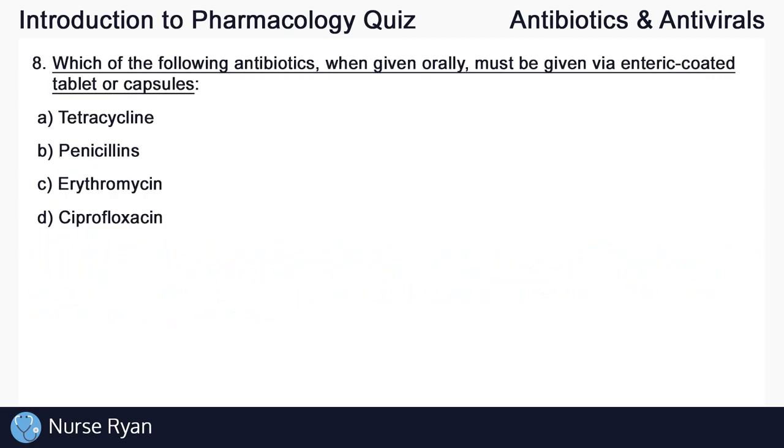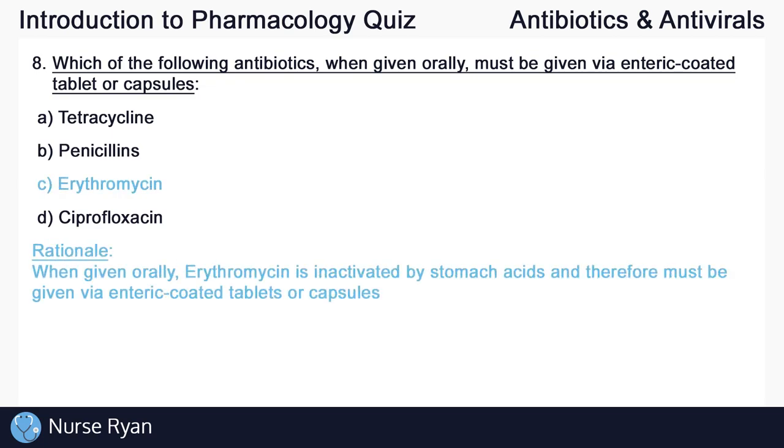And our last question for this quiz, number eight, which of the following antibiotics, when given orally, must be given via enteric-coated tablet or capsules? The answer here is C, erythromycin. When given orally, erythromycin is inactivated by stomach acids and therefore must be given via enteric-coated tablets or capsules. And that's it for our antibiotics and antivirals quiz.